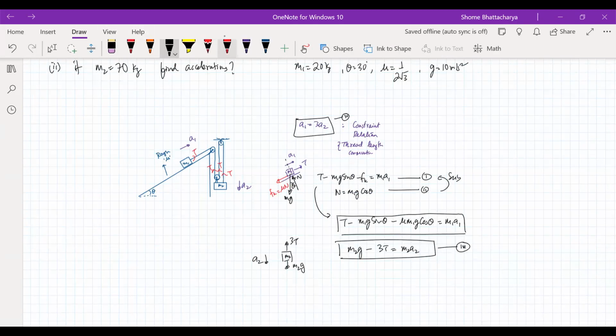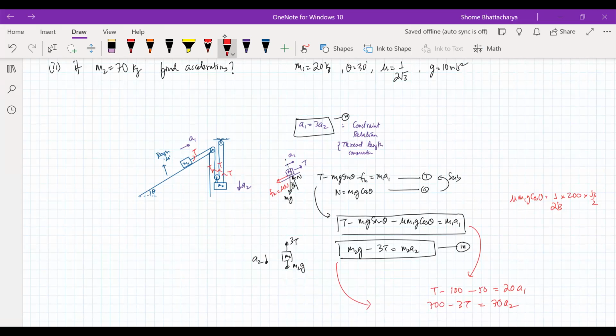So we get them numerically. So this equation will become T minus M1 is how much? 20. So 200 sine will become 100, minus this mu M1g cos theta becomes 1 by 2 root 3, into 200 into root 3 by 2. So this will be 50, is it? Yes, sir. Very good. So that should be equal to 20 A1.